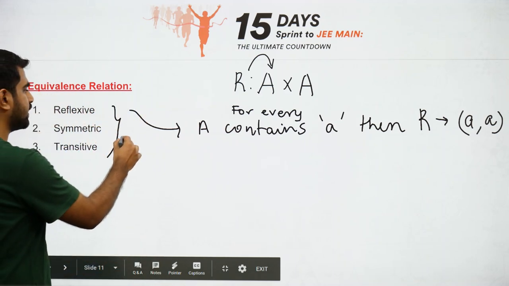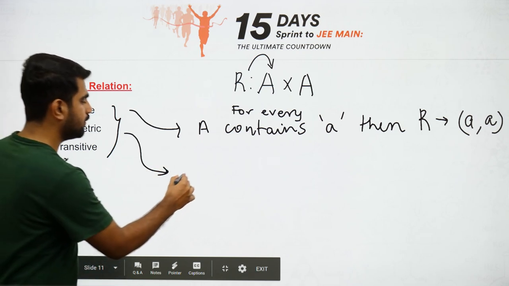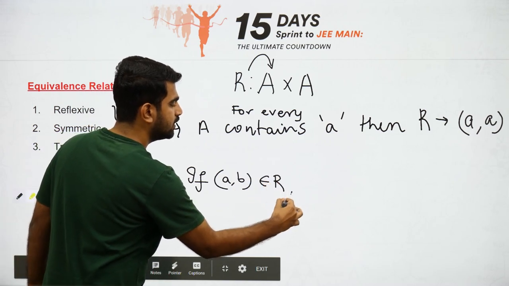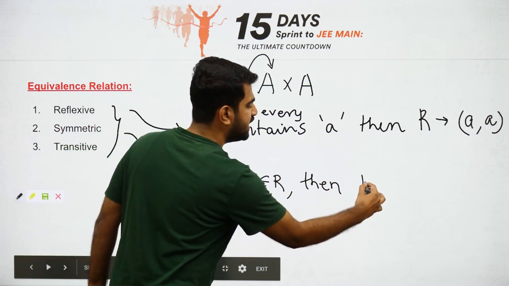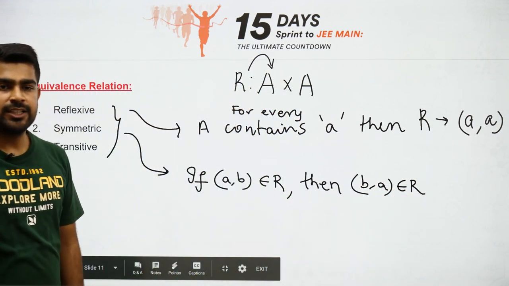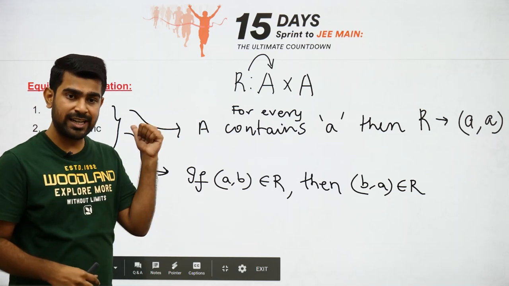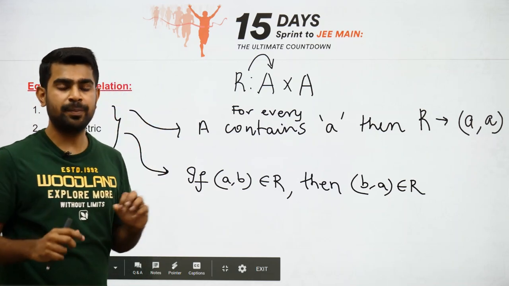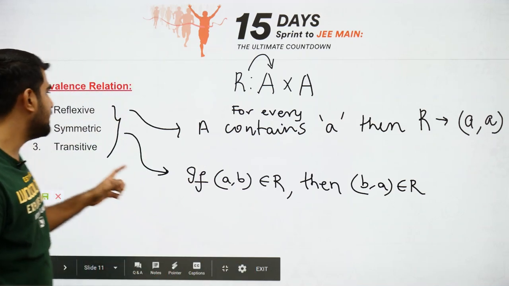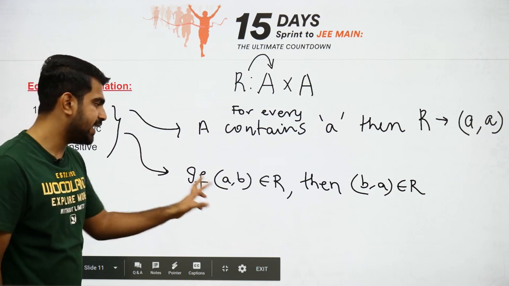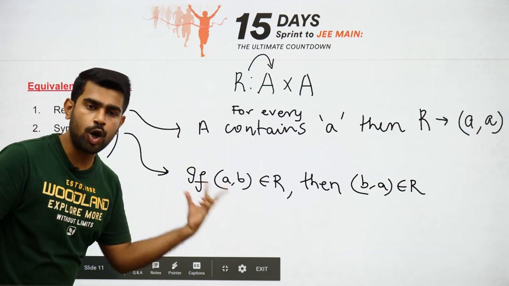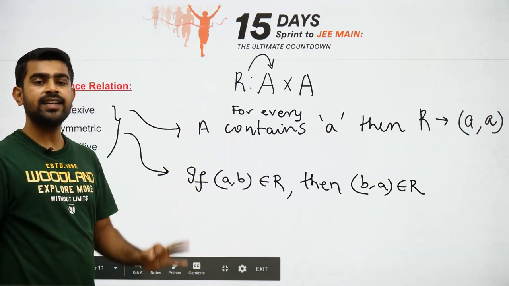Now let us see what is symmetric. Symmetric means if a comma b belongs to my R, then b comma a should also belong to my relation. That's it. So if I have a comma b belonging to my relation, then for sure b comma a should also be there. Only then it is called symmetric. That is, if a comma b is there, then the reverse should be there. As simple as that. If something is there, the reverse also should be there. Only then it is symmetric.